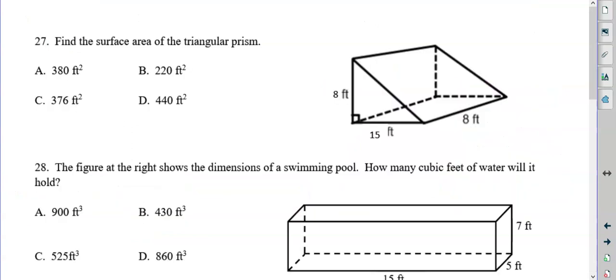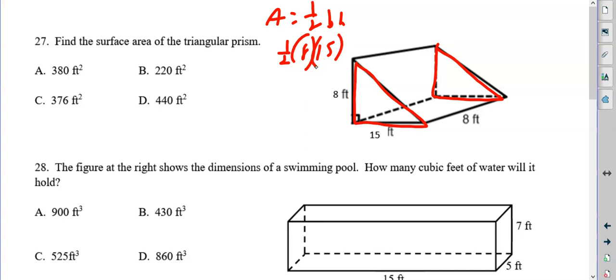We're human too. So find the surface area of the triangular prism. So basically, we just need to find the area of all the pieces. Okay, so here's a triangle, first off, which is 8 times 15. But we have another triangle over here that's also 8 by 15. So area of the triangle, I'm going to show you a shortcut, is 1/2 base times height. So that's 1/2 8 times 15.